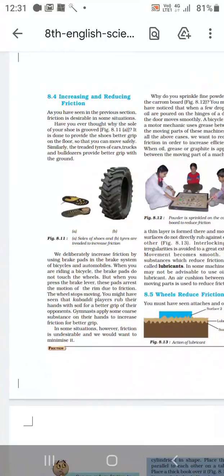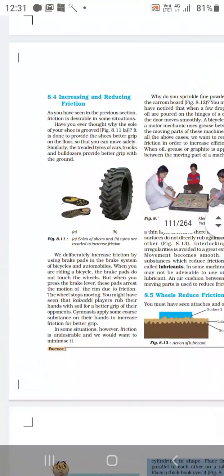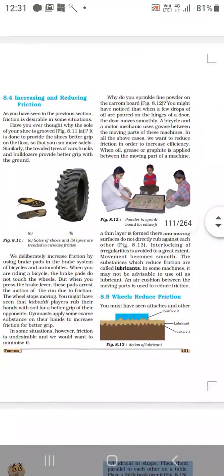The wheel stops moving. You might have seen that kabaddi players rub their hands with soil for a better grip on their opponents. Gymnasts apply some coarse substance on their hands to increase the friction for better grip. In some situations, however, friction is undesirable. We would want to minimize it.